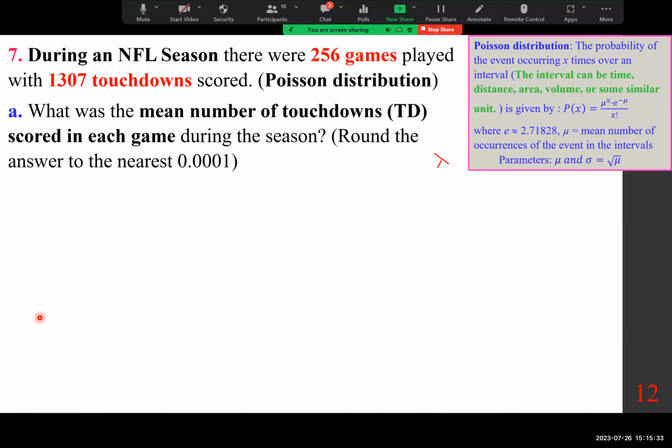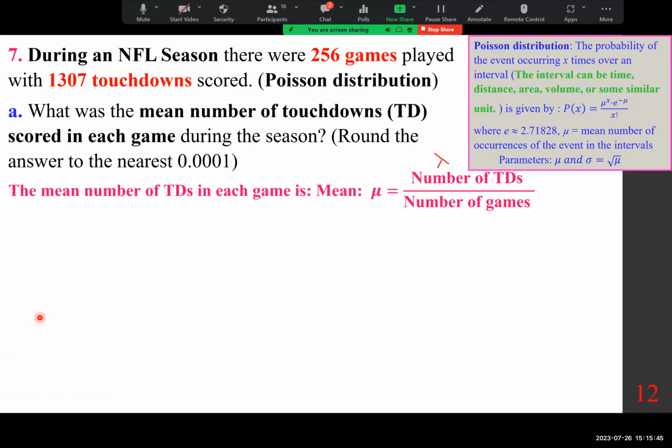All right, so the very first thing, now that we have the definition of a Poisson distribution, is to find the mean or mu. So the mean number of touchdowns, TD, short for touchdown, in each game is the number of touchdowns divided by the number of games. So we have this many touchdowns, we have this many games. So this number divided by this number is the average.